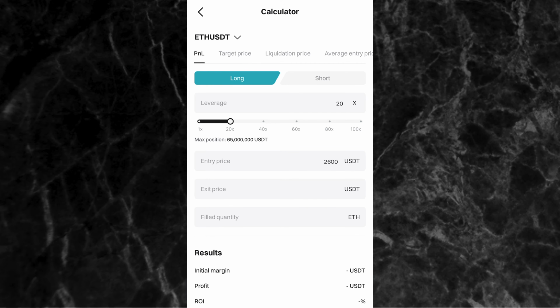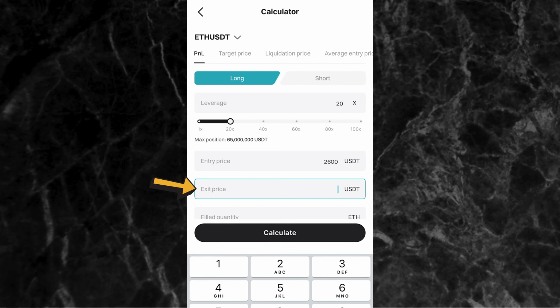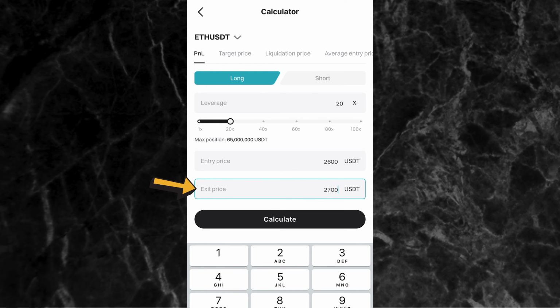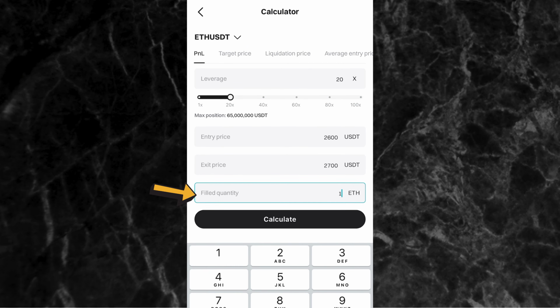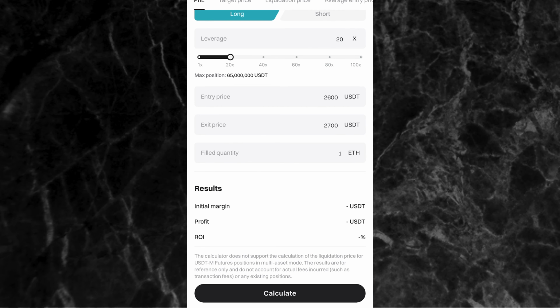So once you've entered the entry price, the next thing is to enter the exit price. So let's say I plan to take my profit at 2,700. I'll just put it right here. So that means I want to enter the trade at 2,600 and exit at 2,700. And then next thing is to enter the amount of Ethereum you want to trade. So let's say I want to trade 1 Ethereum right here. And then at the bottom side of the screen, you click on calculate. And right here where you have your result, it will show your initial margin, your profit, and your ROI. So your initial margin is $130, which means that's the amount you are dropping from your own wallet.